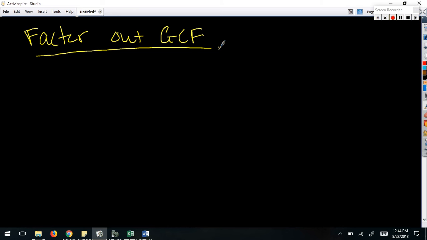When you're asked to factor out the GCF, and I'll run an example alongside here. Let's say I have 3x to the third plus 12x squared minus 6x. When we're looking for a GCF, we're looking for the biggest thing we can divide everything by without a remainder.